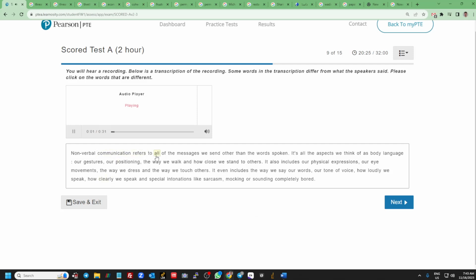Nonverbal communication refers to all of the messages we send other than the words themselves. It's all the aspects we think of as body language, our gestures, our posture, the way we walk, and how close we stand to others. It also includes our facial expressions, our eye movements, the way we dress, and the way we touch others. It even includes the way we say our words, our tone of voice, how loudly we speak, how quickly we speak, and special intonations like sarcasm, mocking, or sounding absolutely bored.